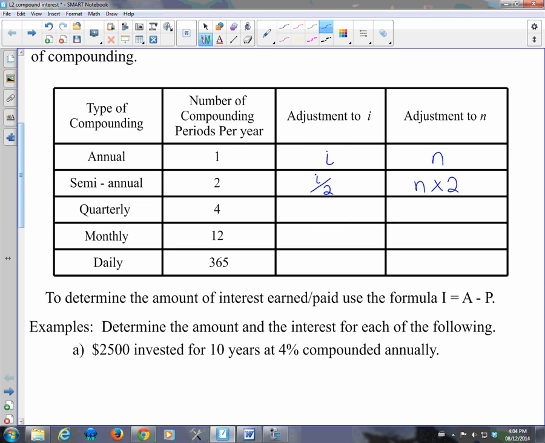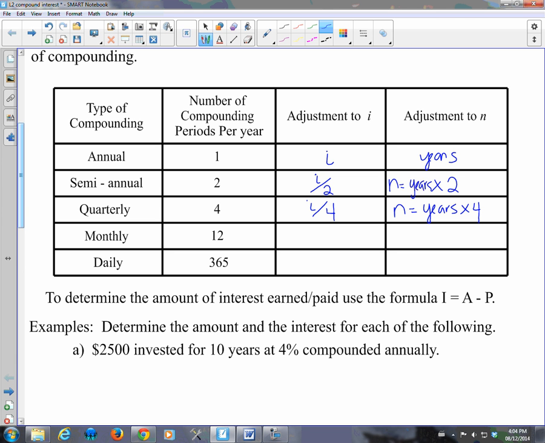And the same happens for quarterly. Quarterly is 4 times a year, so your adjustment to i would be the interest rate divided by 4. Or your years, I should change that actually, to our years. So n would be our years times 4. 4 times each year would give you the number of times you compound in total.